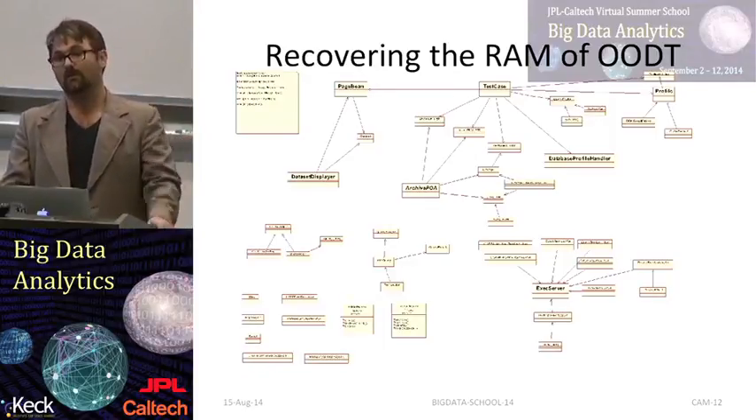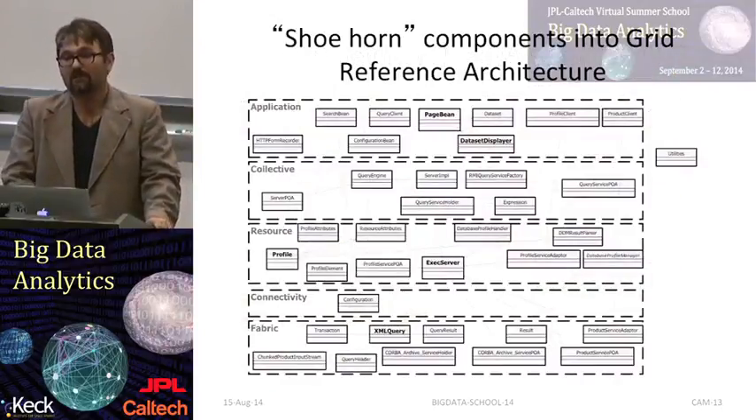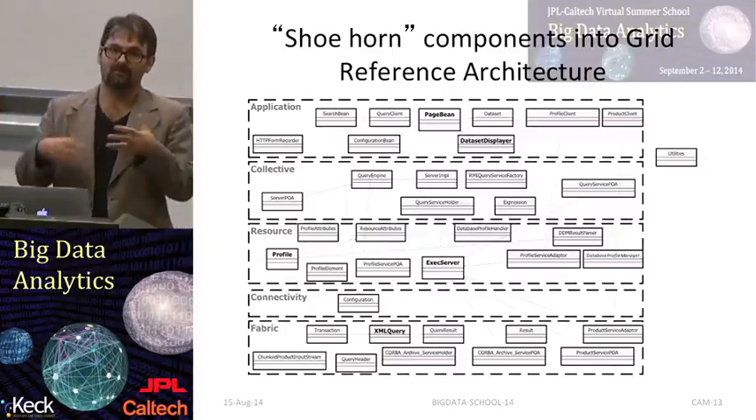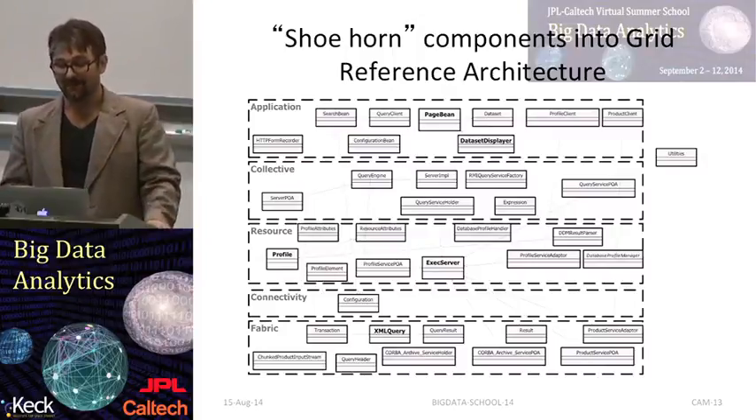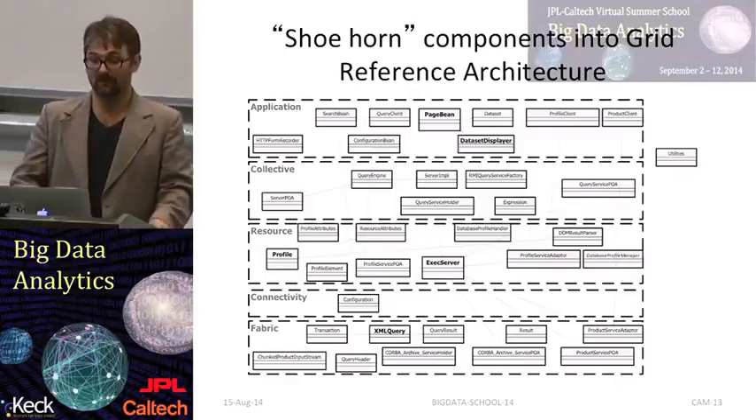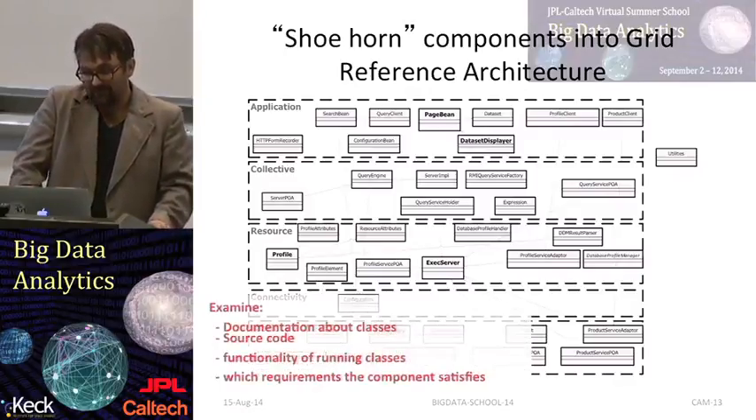We took this recovered architectural model, and then we shoehorned it into the grid reference architecture, those 5 layers. Okay, again, with those reference requirements that gave us some insight, which we distilled from the literature to figure out which layer it went into, as well as looking at things like documentation and any other information that we could find. And what you find is, does this look perfect?